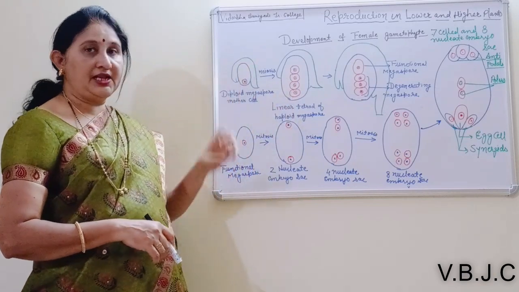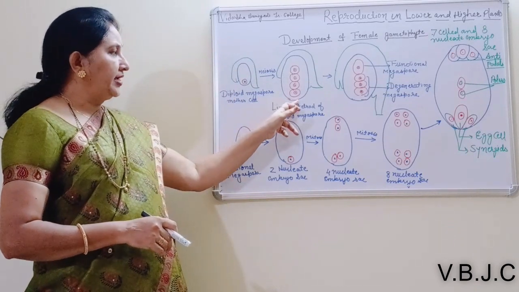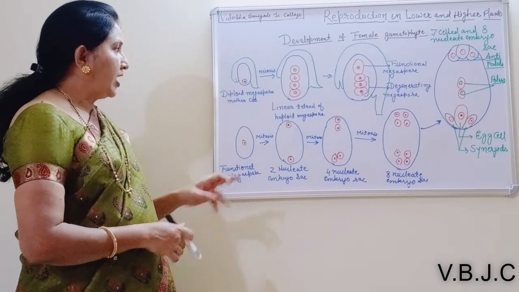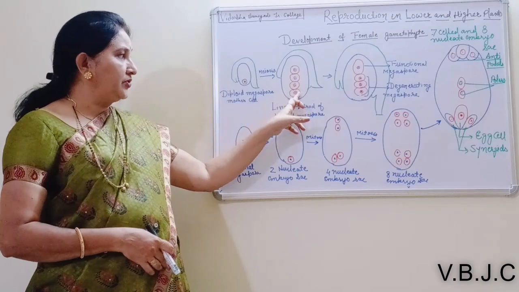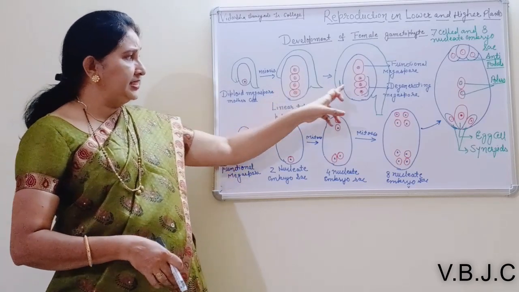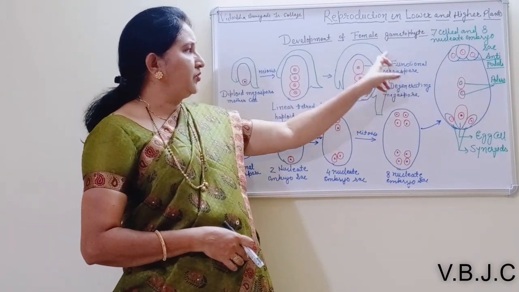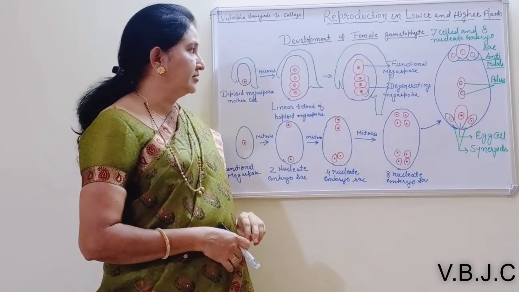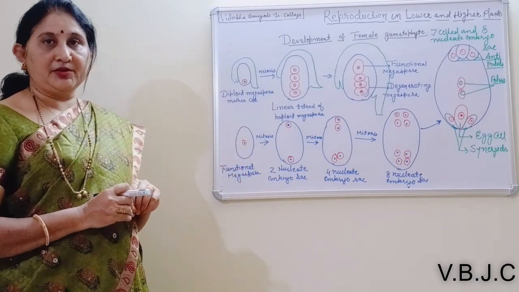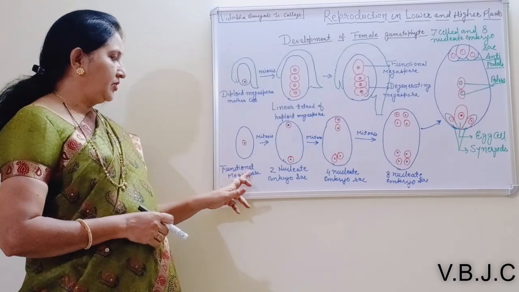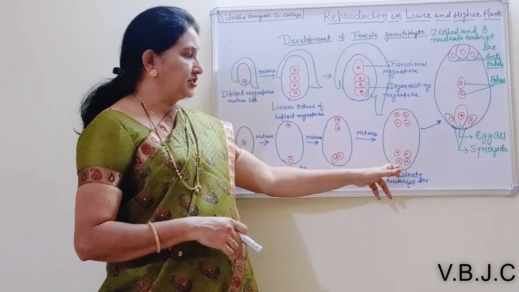Now the chalazal end means the basal end of this ovule, and the micropylar end is the anterior end of the ovule. At the basal end, the remaining 3 megaspore cells disintegrate, and only one remains, the functional megaspore, which is present at the chalazal end. This functional megaspore acts as the beginning of the female gametophyte. By 3 successive mitotic divisions, finally 8 nuclei are produced.